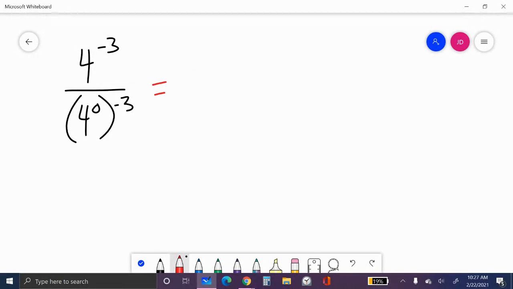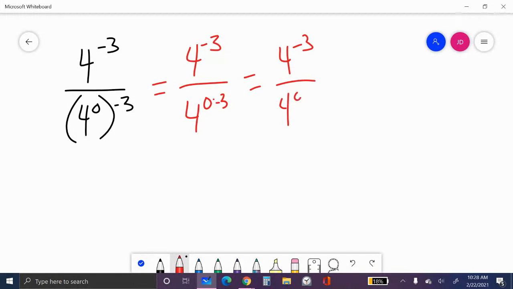This one, 4 to the negative third. I'm leaving that on top. 4 to the negative third. Anything to the 0 power, again, is 1. But you could use the power to a power rule. 0 times negative 3 is just 4 to the 0, which is 1, right? So technically, there's two ways you could do this.